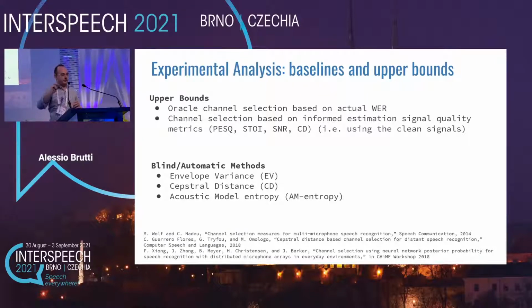Okay, so if we pick the microphone based on the best STOI, that is the best STOI actually. It is not an estimation. And then, as a state-of-the-art method, we use the envelope variance by Wolf and Nadeau, which performs very well, Chapter distance by Gerkmann and Flores, and then the acoustic model entropy by Xiong that was used in CHiME 2018.